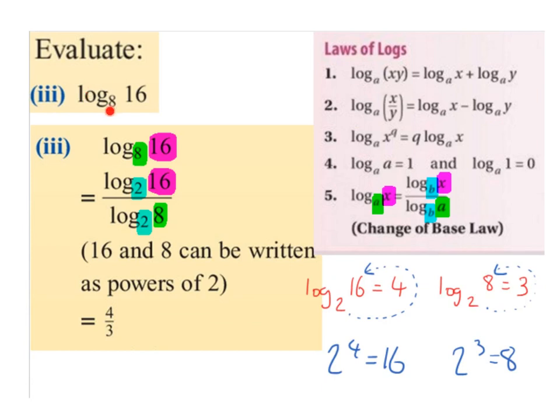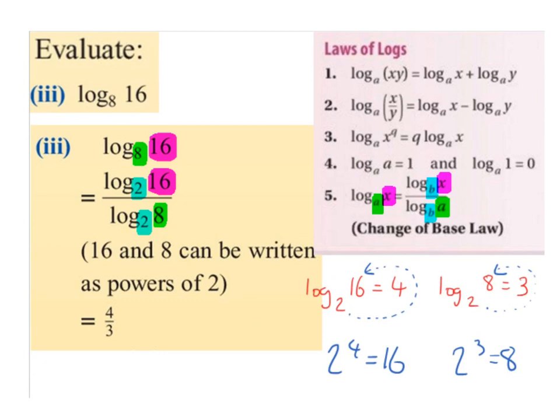Evaluate log base 8 of 16. So if we were to say 8 to the power of what gives us 16, well, that would be very hard to do in our heads. So what we actually want to do is change the base. So log base 8 of 16, we're going to rewrite as log base 2 of 16 divided by log base 2 of 8. And we got that from our change of base law, which is law number 5.